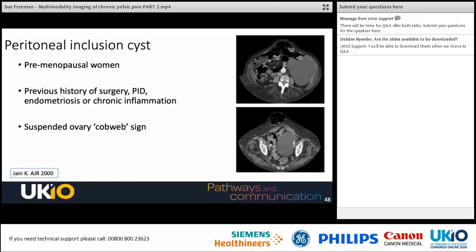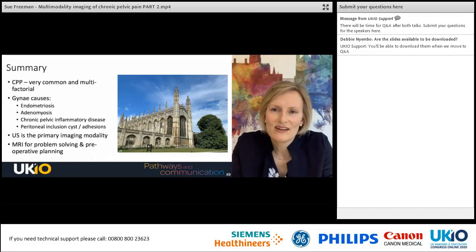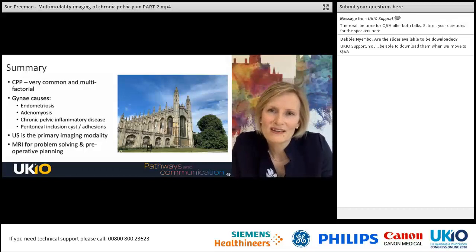You can see the CT image here extending that top image all the way up the left flank, confined to the boundaries of the peritoneum. This is diagnostic, and as we said, known as the cobweb sign if you can see the ovary suspended within the fluid.